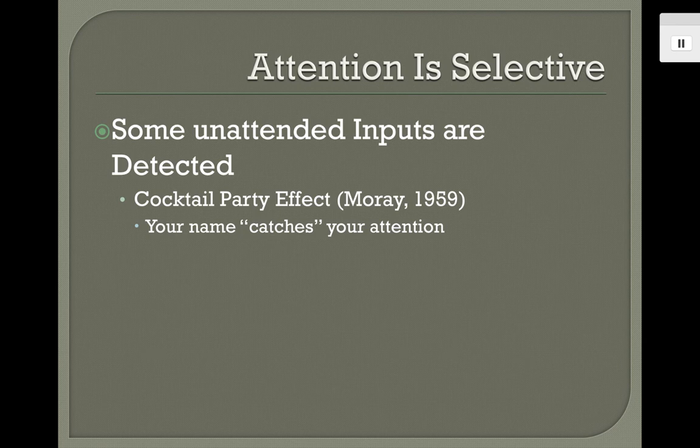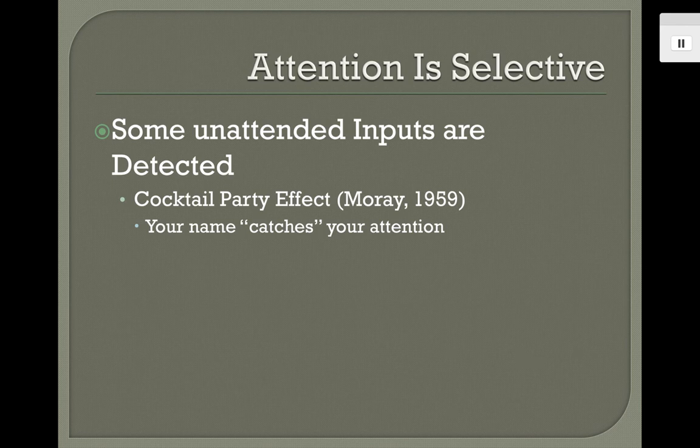One of the ways that we detected this idea that we're still processing some information is what we call the cocktail party effect. What the cocktail party effect indicates for us, or what it predicts, is that you're able to catch information, specifically your name, in situations that are very, very complex in terms of an auditory stimulus.